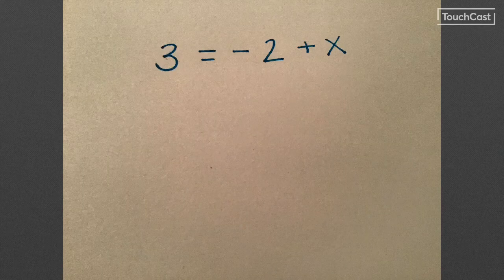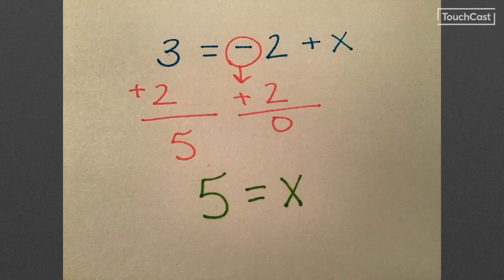Now I want to look at a problem that has a negative number. 3 equals negative 2 plus x. We're going to do the exact same thing to cancel out this constant. Since it's a negative 2, we need to use the inverse by adding 2. Negative 2 plus 2 equals 0, and 3 plus 2 equals 5. So all I'm left with is 5 equals x.